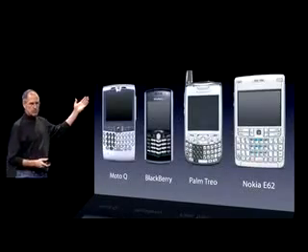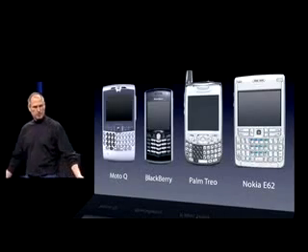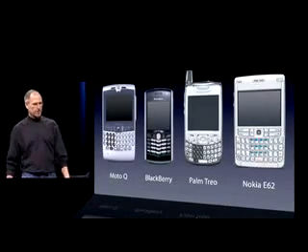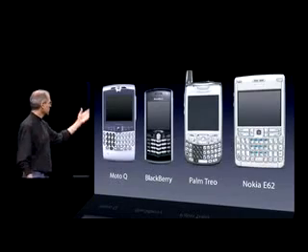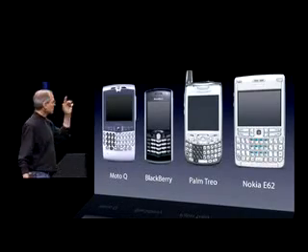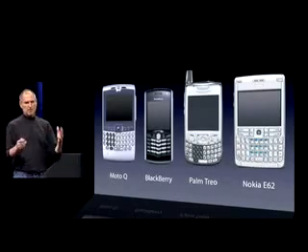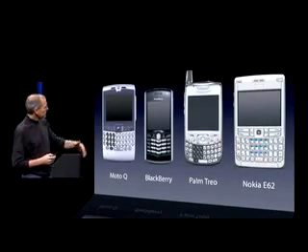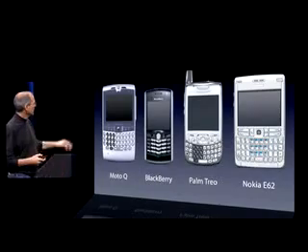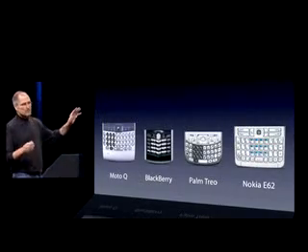I mean, here's 4 smartphones, right? The Motorola Q, the BlackBerry, Palm Treo, Nokia E62, the usual suspects. And what's wrong with their user interfaces? Well, the problem with them is really in the bottom 40 there. It's this stuff right here.